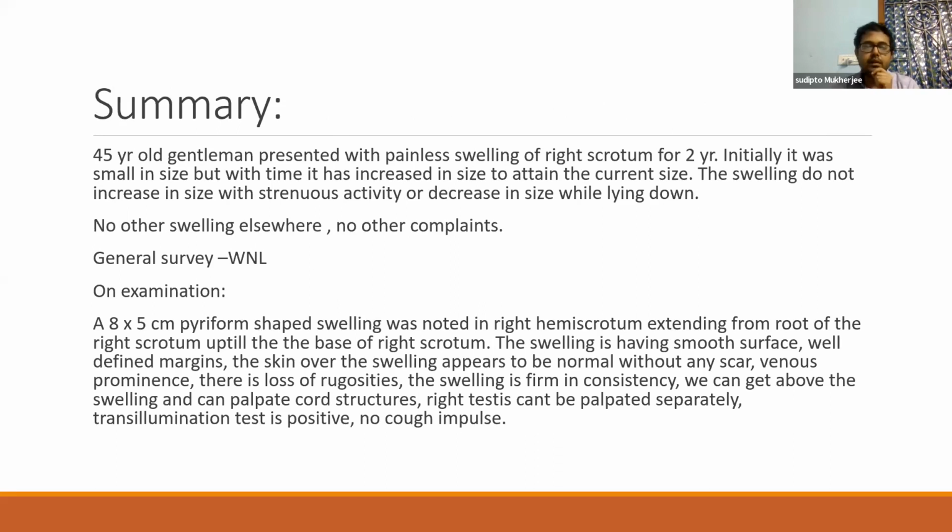In summary, a 45 years old gentleman presented with painless swelling in the right hemiscrotum since last 2 years. Initially, it was smaller in size, but with time, it has increased in size to attain the current size. The swelling does not increase in size with strenuous activity or decrease in size while lying down. There is no other swelling elsewhere in the body. There are no other complaints.